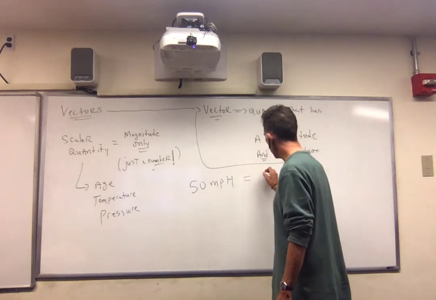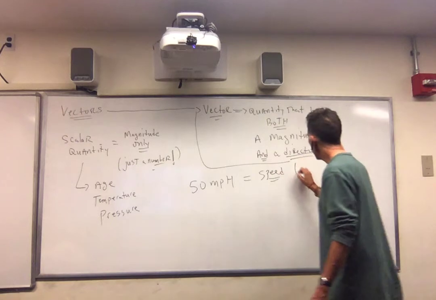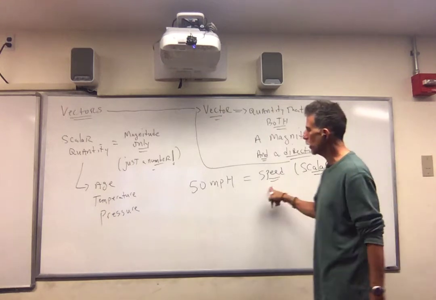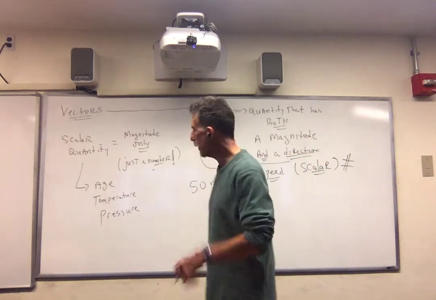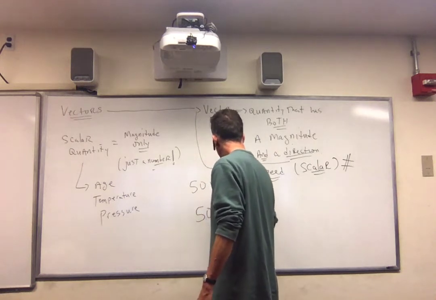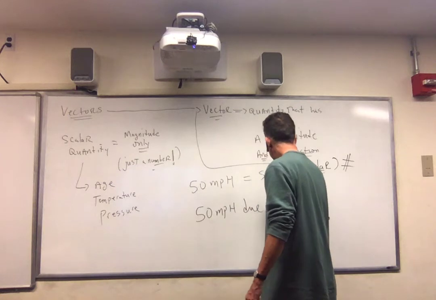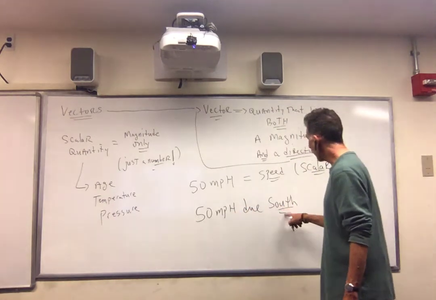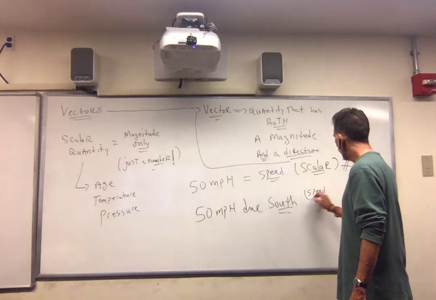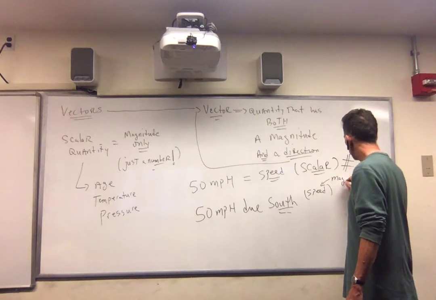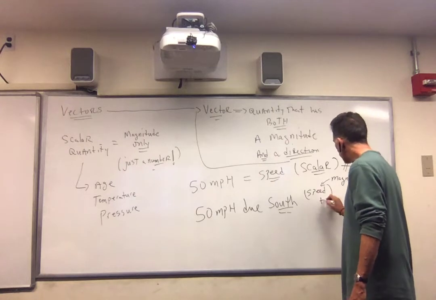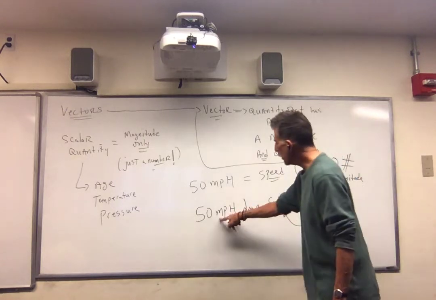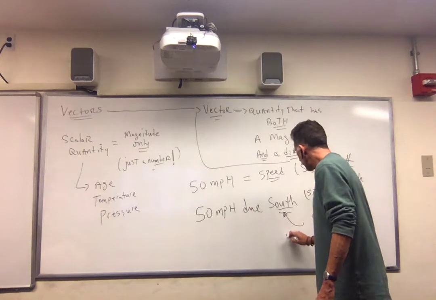What I'm doing is I'm telling you its speed. Speed is a scalar quantity. It's a number. It's just a number. It's just 50 miles per hour. However, if I say this, a car is moving at 50 miles per hour due south. Now I'm telling you the speed plus the direction. I'm telling you the speed, right? That's the magnitude. Plus the direction. That's south. So 50 miles per hour due south is called the velocity.